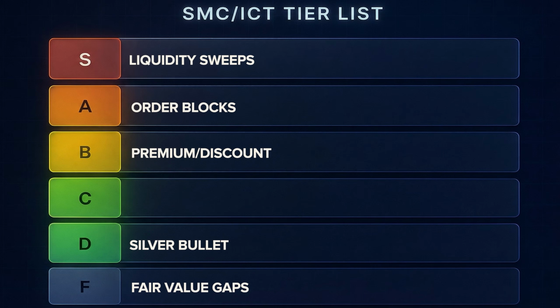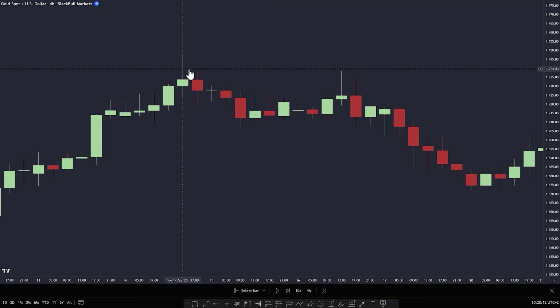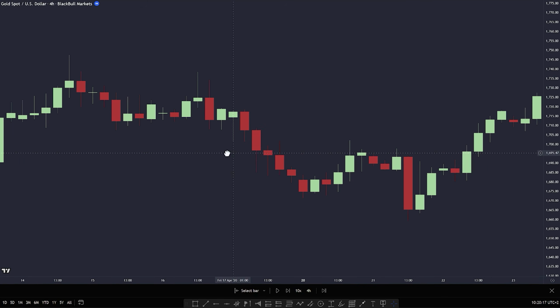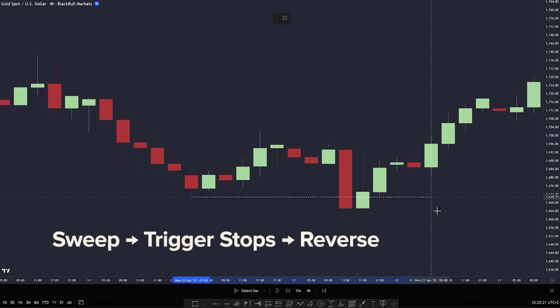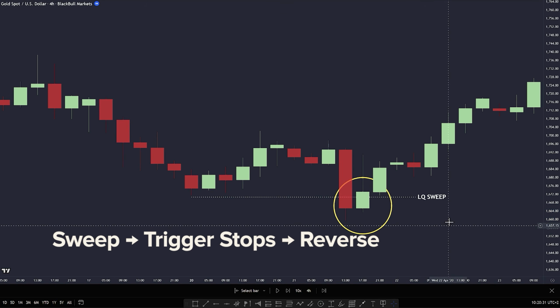Liquidity sweeps, S tier. The real deal. Everything you learned about support and resistance is incomplete. Price doesn't respect levels. Price hunts the orders sitting at those levels. Price sweeps above, triggers all the stops, then reverses hard. That's not a fake breakout. It's a deliberate liquidity grab.